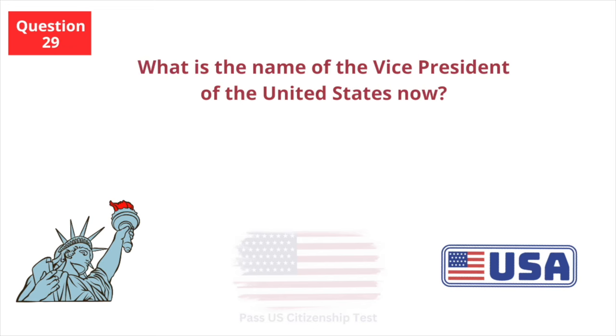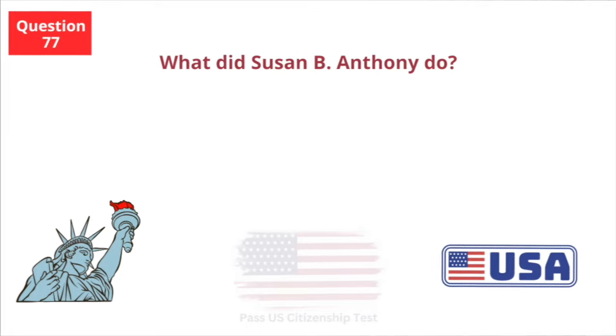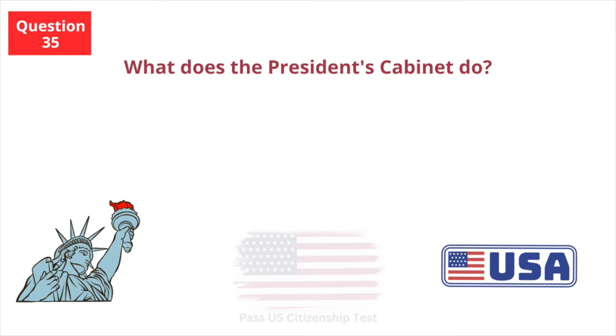What is the name of the Vice President of the United States now? J.D. Vance. What did Susan B. Anthony do? Fought for women's rights. What does the President's Cabinet do? Advises the President.